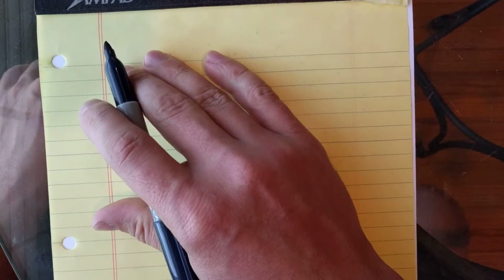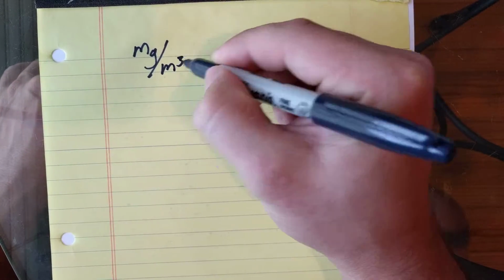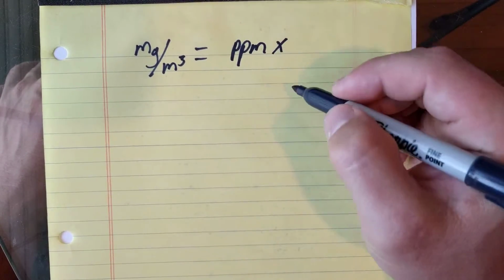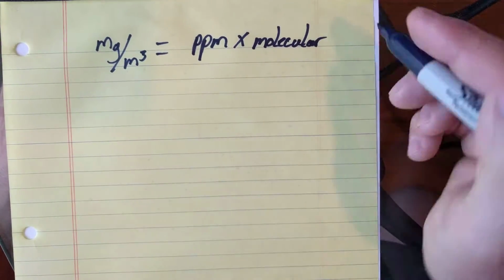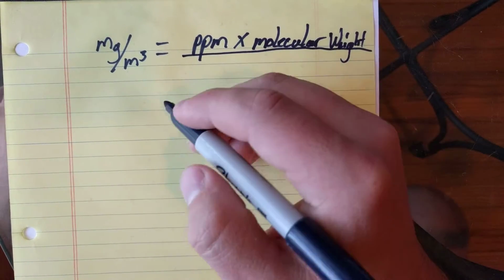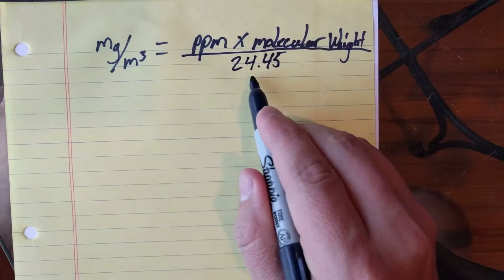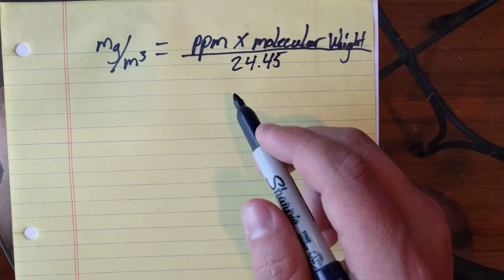First, let's start with this equation that I guess they give it to you, maybe they don't, I don't know. It caused me a lot of headaches. It says that mg per meter cubed is equal to parts per million times molecular weight divided by 24.45. This number right here is your liters per mole under ambient temperature and pressure.